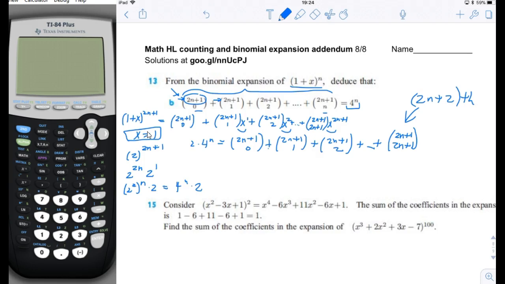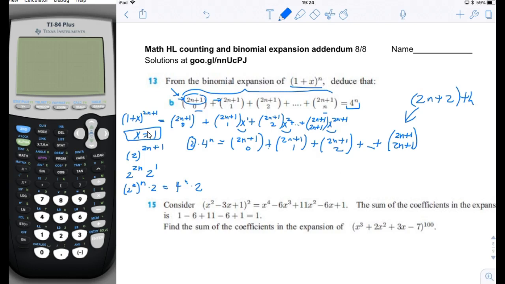Remember something about Pascal's triangle coefficients? Pascal's triangle coefficients are symmetric, right? So the first half of the coefficients are mirror images of the last half of the coefficients. And do you see how this is multiplied by 2 here?